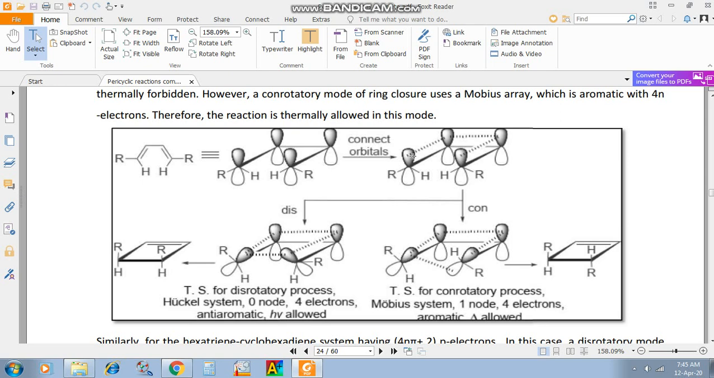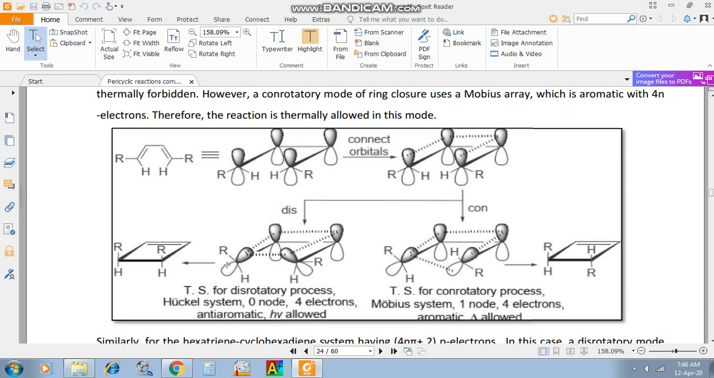Then on the basis of the number of pi electrons present and the number of nodes formed, you can identify whether it is aromatic or anti-aromatic. In this case it is Mobius aromatic because there are 4n pi electrons and one node is formed, an odd number of nodes. So it is Mobius aromatic, which means that it is a thermal reaction or a symmetry allowed reaction.